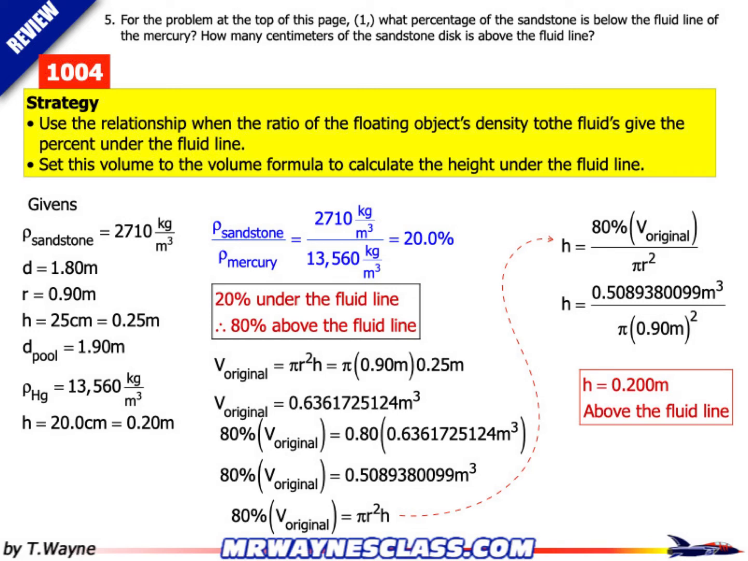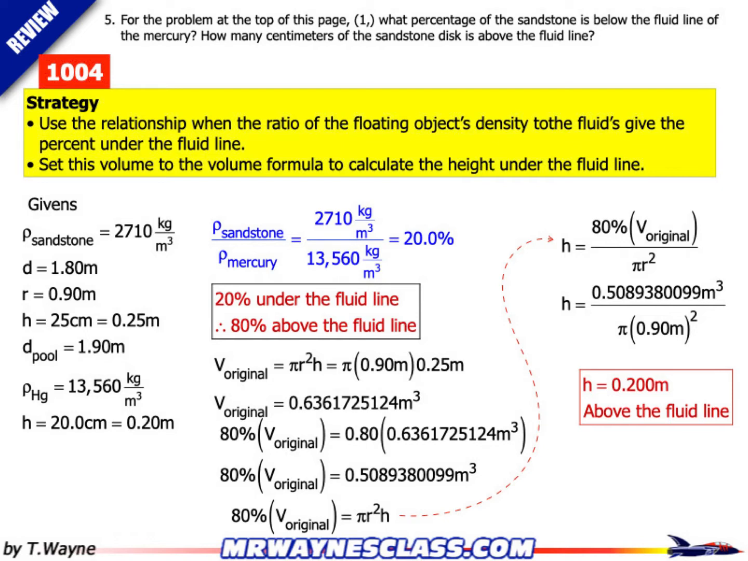This is the solution to the fluids review problem number 1004. For the problem at the top of this page, which was problem 1000, what percentage of the sandstone is below the fluid line for the mercury, and how many centimeters of the sandstone disk is above the fluid line of the mercury?